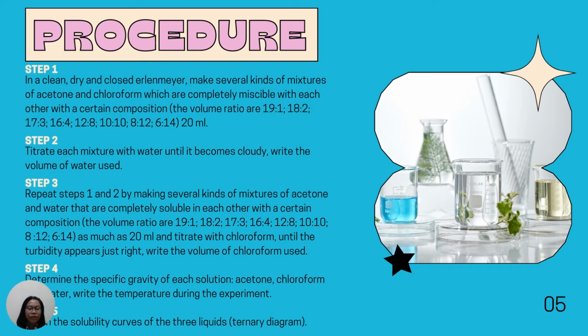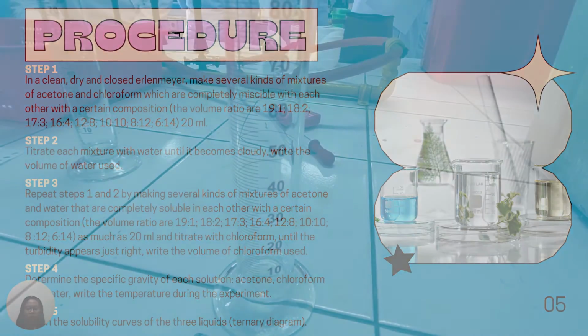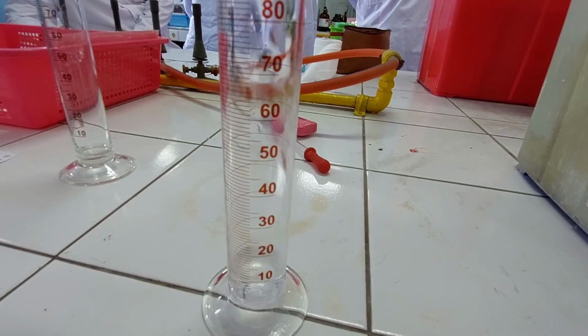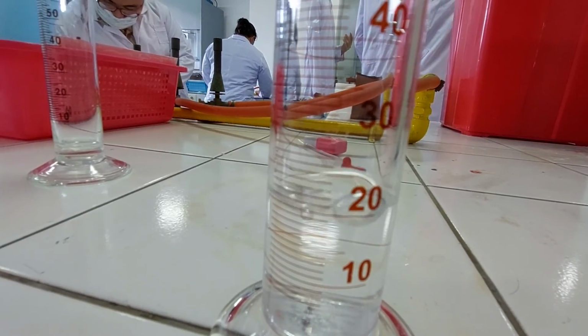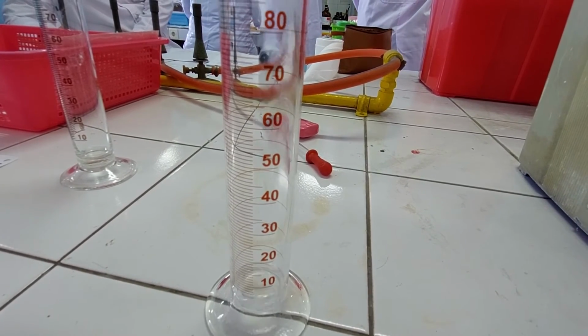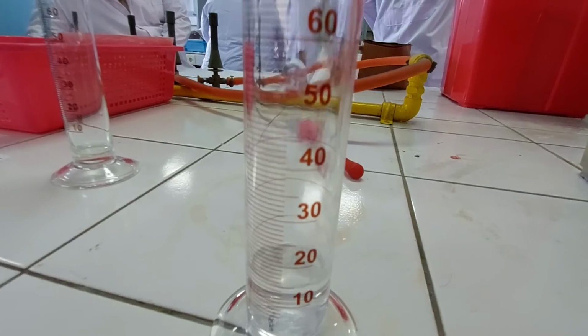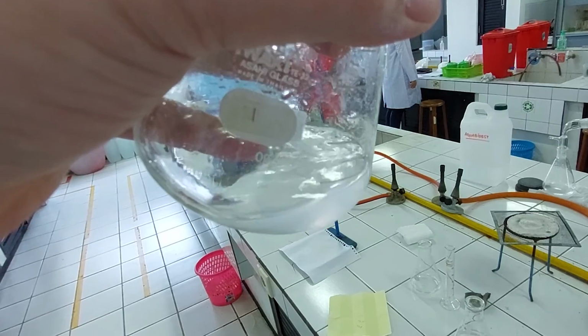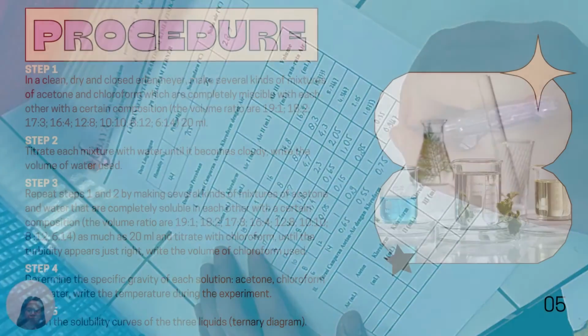The procedure. First, in a clean, dry, and closed Erlenmeyer, mix several kinds of mixture of acetone and chloroform which are completely miscible with each other with a certain composition. The volume ratios are 19 to 1, 18 to 2, 17 to 3, 16 to 4, 12 to 8, 10 to 10, 8 to 12, and 6 to 14 in 20 ml. And then titrate the mixture with water until it becomes cloudy. Write the volume of water used.